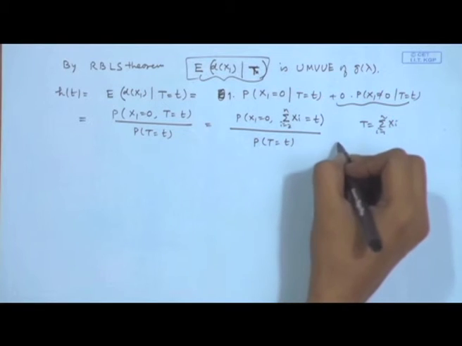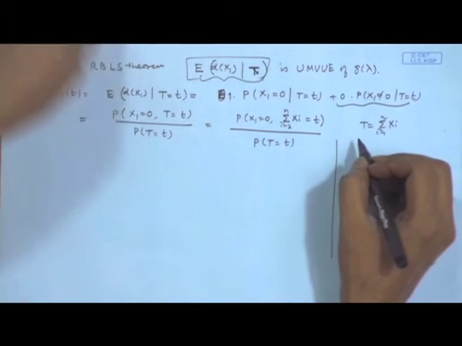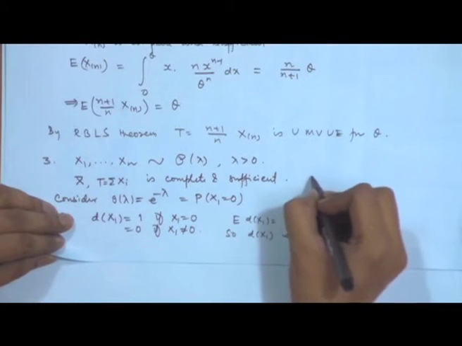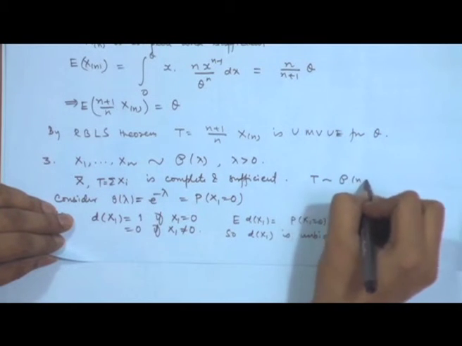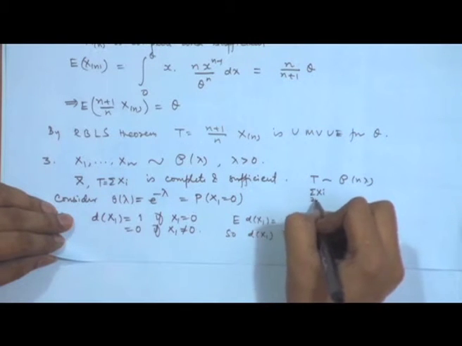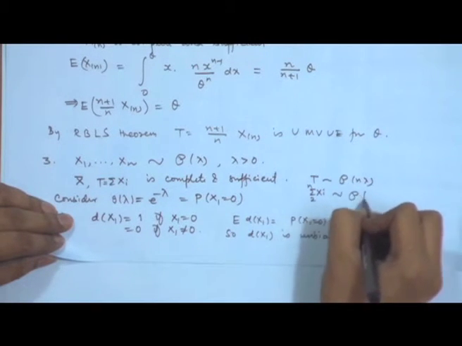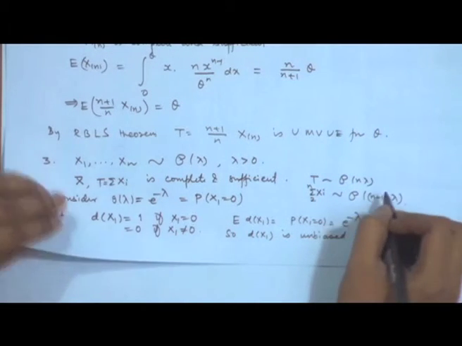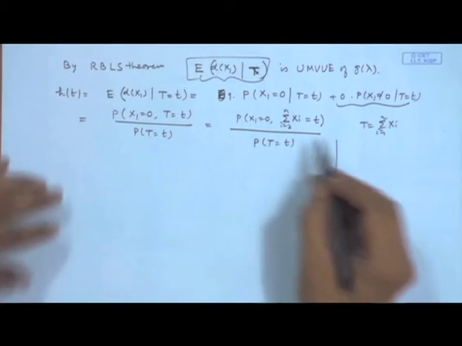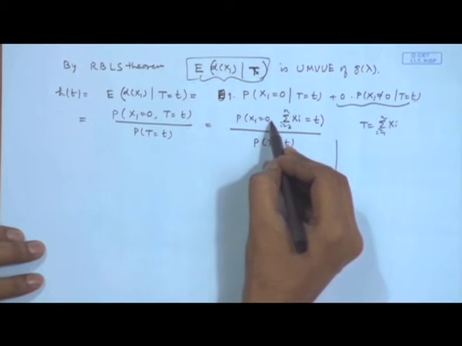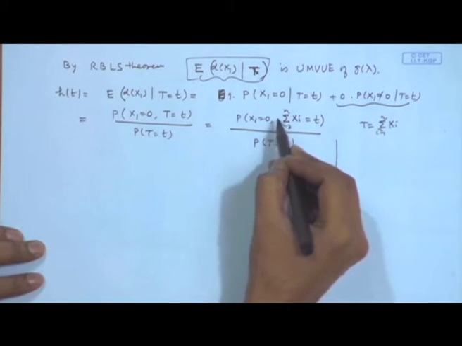Now, here you notice that the sum of independent Poissons is Poisson. So, the distribution of T will be Poisson(nλ), and the distribution of sigma X_i from 2 to n will be Poisson((n−1)λ). So, if we use this, X_1 and sigma X_i from 2 to n will be independent. So, this can be written as the product of these probabilities.